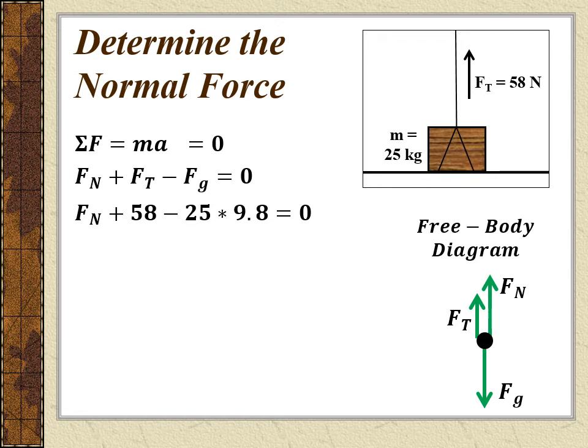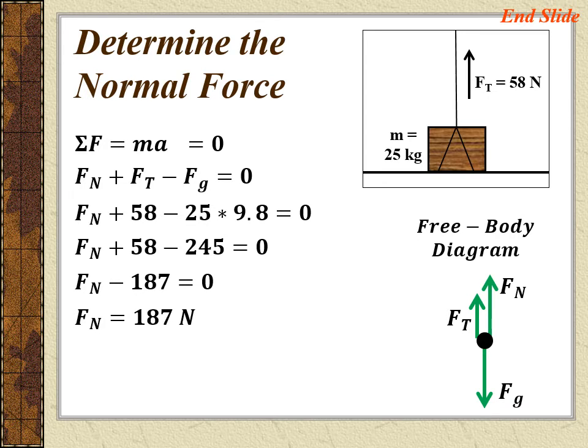We take the force of tension that's given to us, that's going to be 58 newtons, minus the force of gravity. We have an equation for force of gravity, which is mass, that's 25 kilograms, times 9.8. We go ahead and plug that in. The reason it's a positive 9.8 is because the negative is already right here, so we don't put it in twice. So we get 25 times 9.8, that gives us 245. So 58 minus 245 gives me negative 187. We take that negative 187 to the other side, and we get the normal force is going to be equal to 187 newtons.